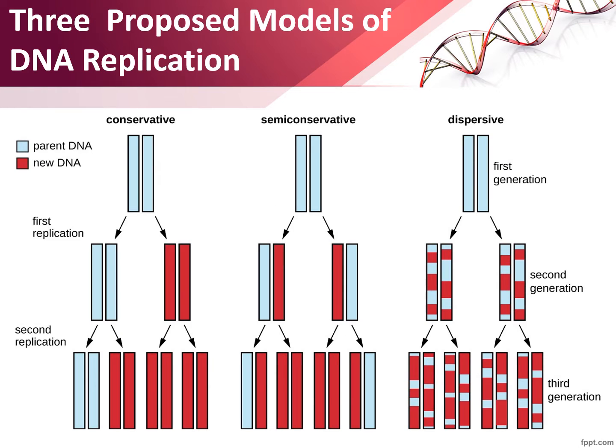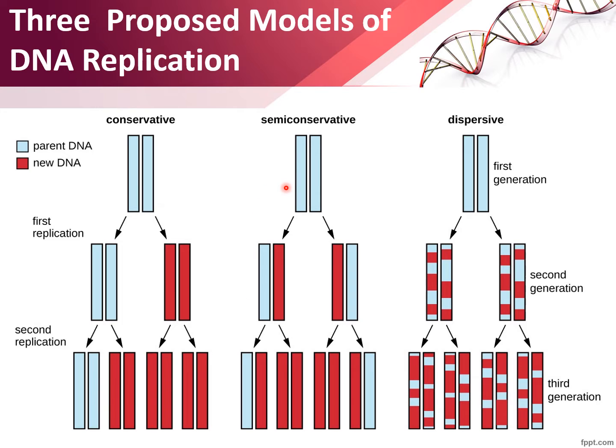Here are the 3 proposed models of DNA replication. We have the conservative model, semi-conservative model, and the dispersive model. In the conservative model, the parental DNA strands remained associated in one DNA molecule, while the new daughter strands remained associated in the newly formed DNA molecules.